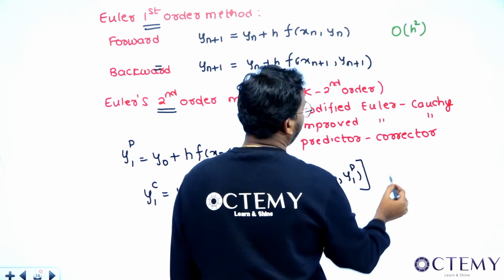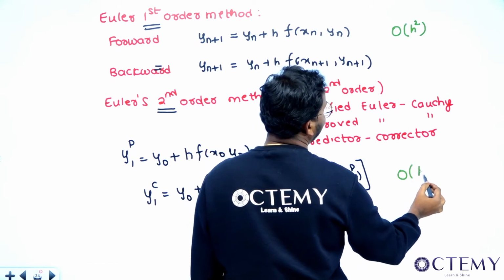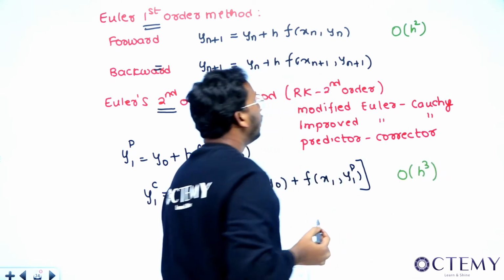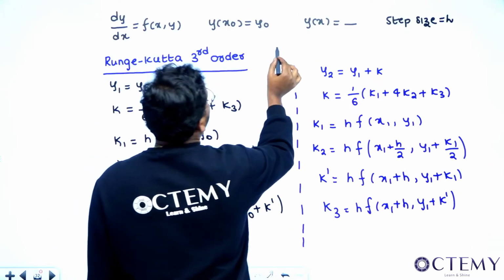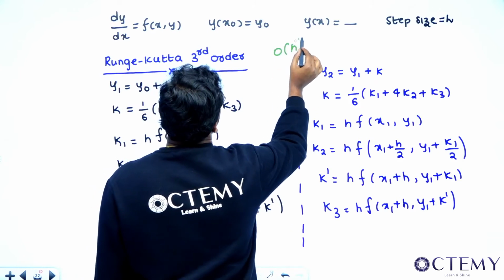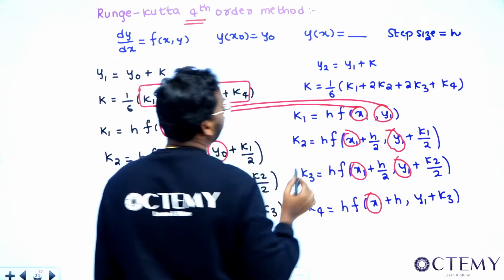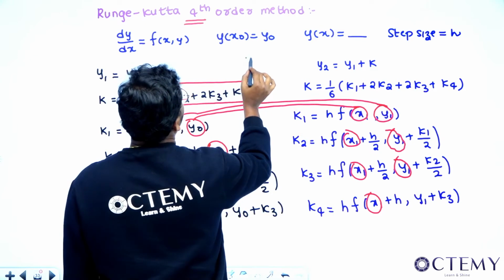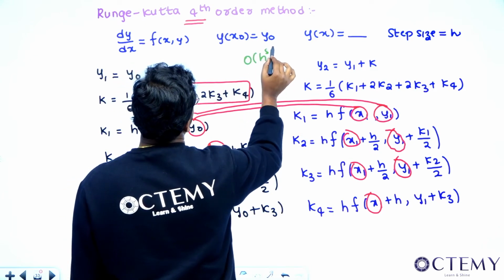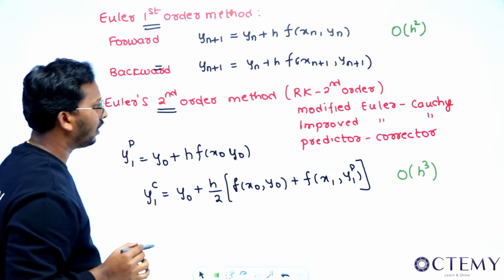The truncating order here will be O(h³). The truncating order here will be O(h⁴). And the truncating order here will be O(h⁵). Sir, what is the meaning of this truncating order?